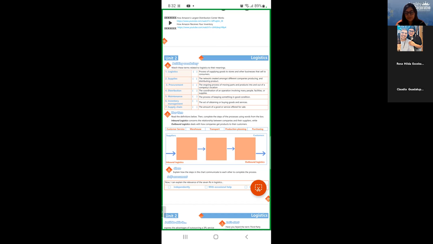Pero es que en la parte de abajo dice, hay algo que dice de logistics, involving logistics, concern the relationship between company and the supply line. Pero no sé si tiene que ver en la parte 7. No, ahorita van a ser las 6. Sí. Supplies, teacher, the coordination of the operation involving many people, facility, or supplies. Logistics.